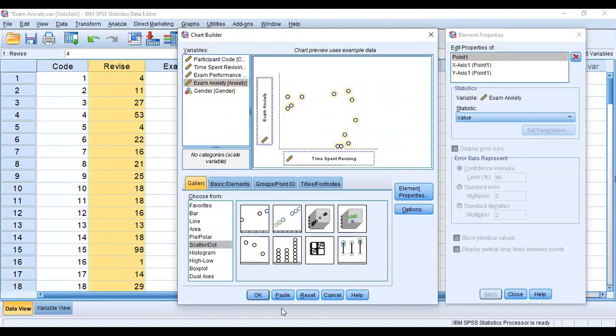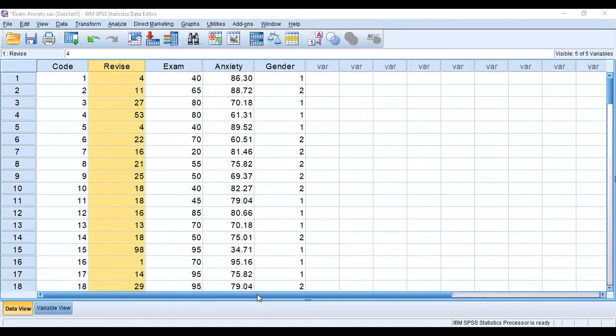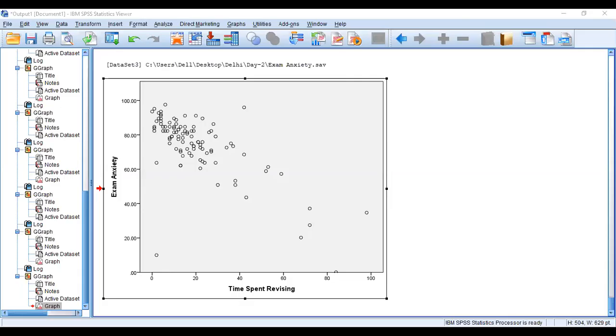Now I will show you another graph. Chart Builder, then another graph, this is the time spent, and I am taking another variable, that is exam anxiety. How can we see the relationship between exam anxiety and time spent? So I am showing you my graph. I am stopping sharing my data, and I am showing you the output. Yeah, this is my output. Now we can see there are two graphs.